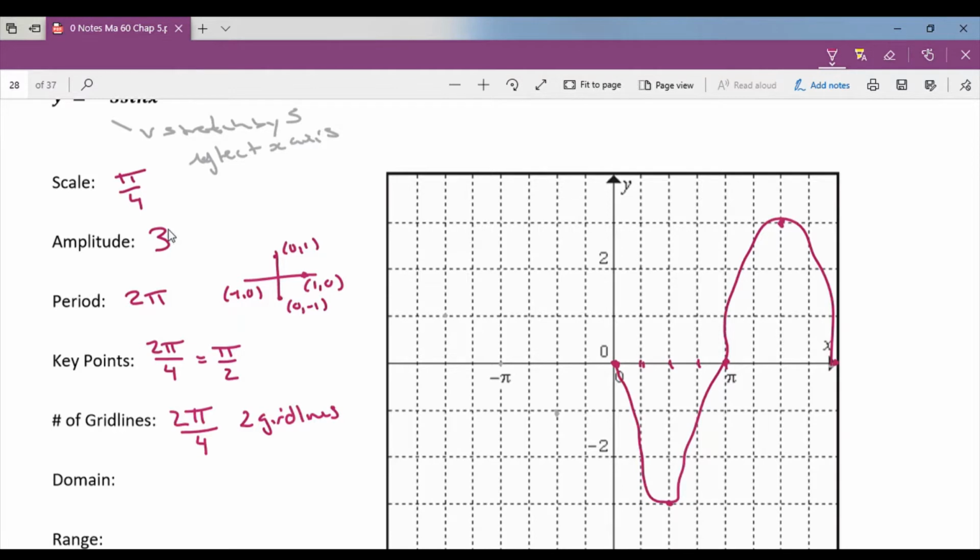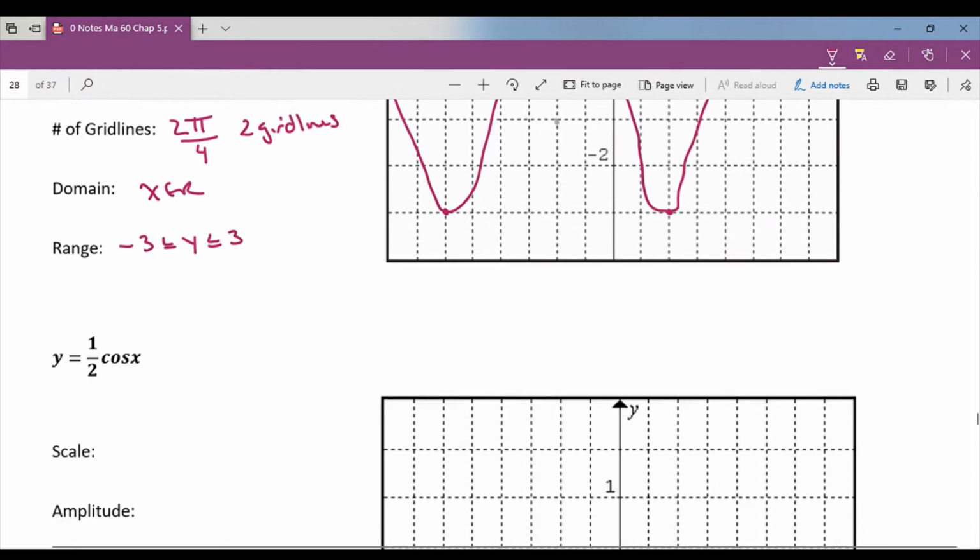And then to the left, 2 grid lines up to 3, 2 grid lines down to 0, 2 grid lines down to -3, and 2 grid lines back to 0. And I get this beautiful graph that again has been stretched by 3 and reflected over the x-axis. And the domain of this graph is x in the real numbers, and the range is from -3 to 3.